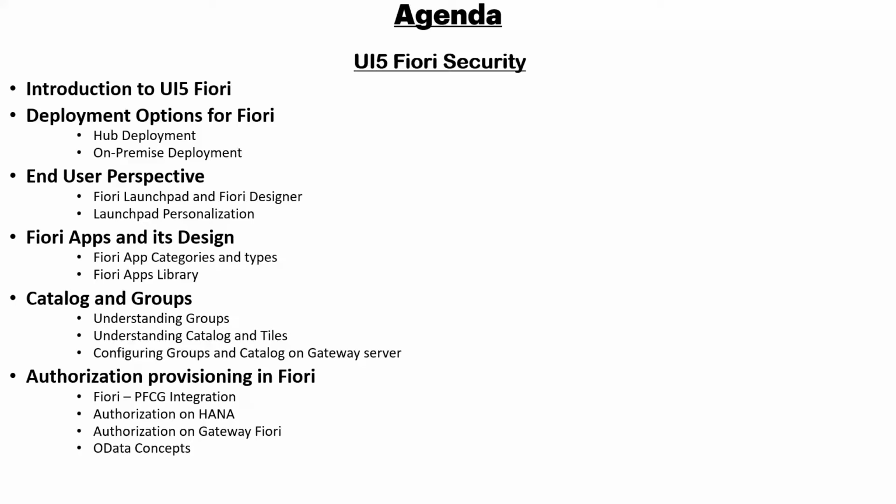Then we will see how exactly Fiori, the groups and catalogs, and our PFCG roles are married together. So what are the various factors affecting the user's access to Fiori? How can it be controlled? Where can it be controlled? All those aspects we'll be learning in PFCG integration, the Fiori and PFCG merger. We will look at how it is done on a hub deployed model, and how it can be done on an on-prem or an embedded deployment model.